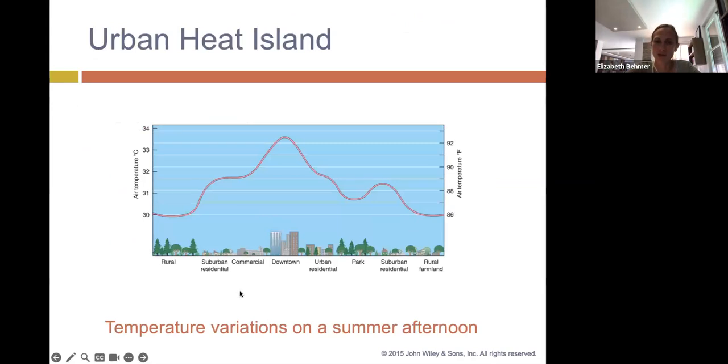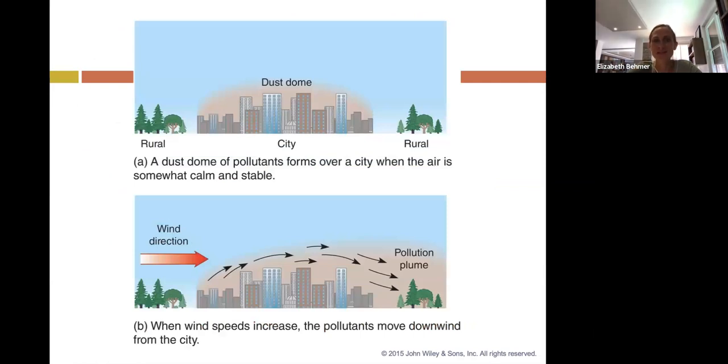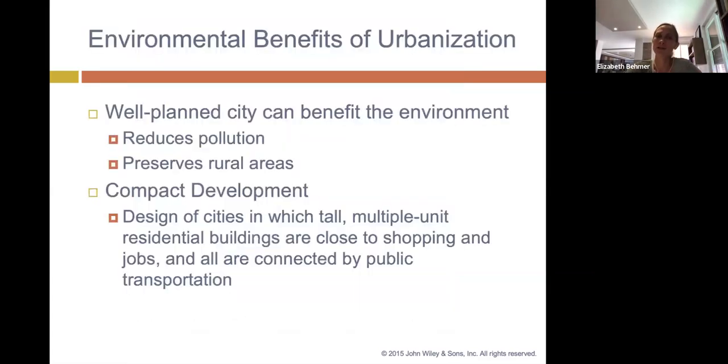So here we have the downtown area, the average temperature versus rural as it spreads out. You can see temperature decreases and varies on a summer afternoon depending on where you are. We have a dust dome around cities, and then wind speeds can increase, moving the pollutants downward. Again, I think a lot of this affects Los Angeles, and this is why I love talking about this chapter, because many of us are living in the dust dome. And then when the wind comes, they say don't go outside because the air quality is awful.